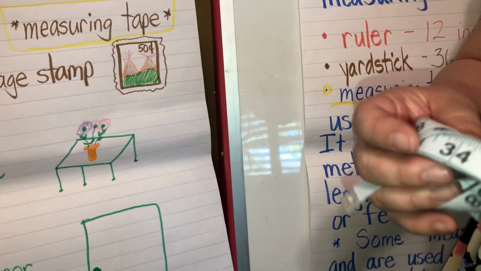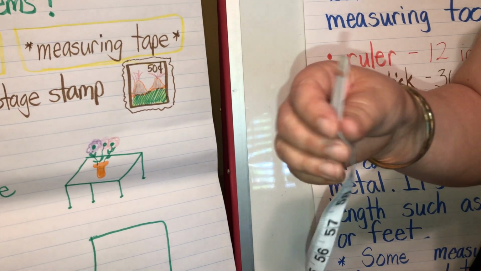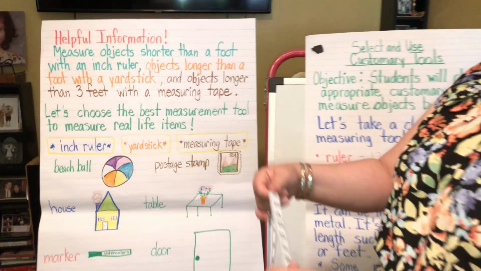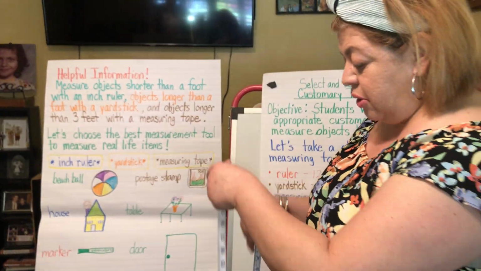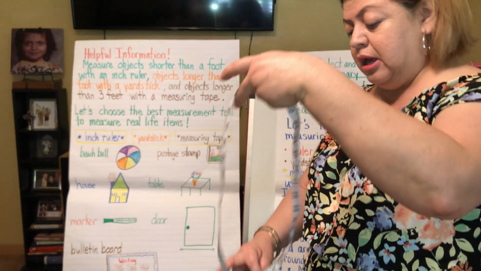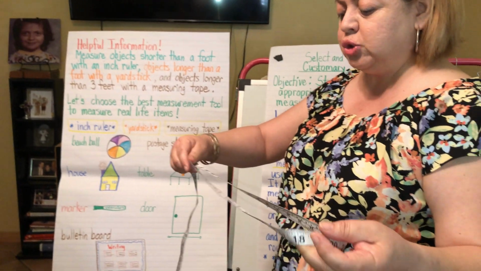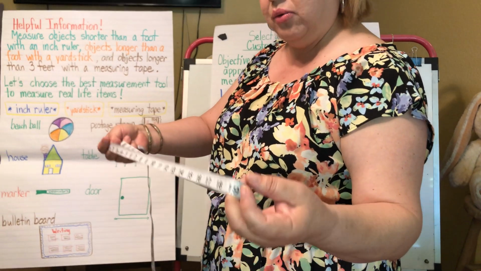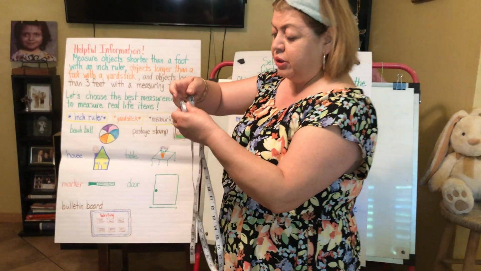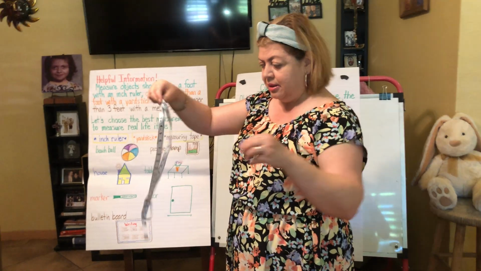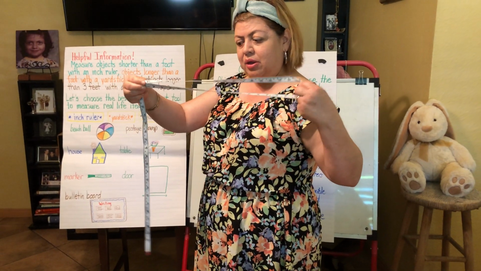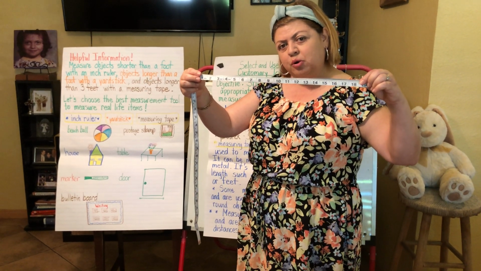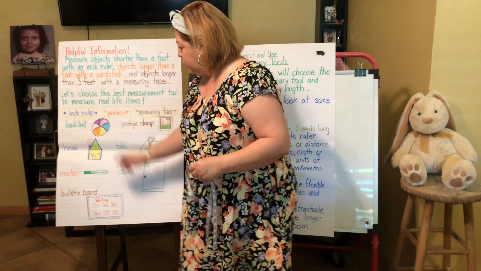Think about it. So I think that it would make sense to use this soft one to measure a beach ball. I'm sorry I don't have one here with me, but you can visualize it or picture it in your head. If I want to measure something round like a ball, it would be appropriate to use something like this, because I can wrap it around the ball. Okay, so this soft measuring tape would be appropriate to measure a beach ball.